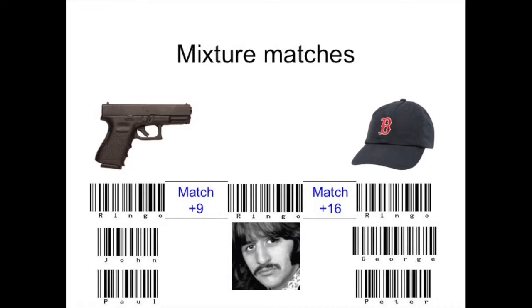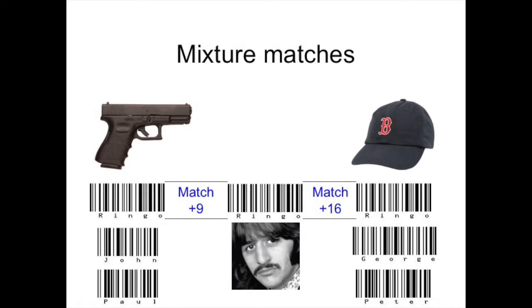It turned out that they were both three-person mixtures. So shown on the left are 3 barcodes under the gun. Those are the genetic types that were contributed to the handgun. Shown under the hat are 3 barcodes. Those are the 3 genetic types of the 3 people who left their DNA on the hat.